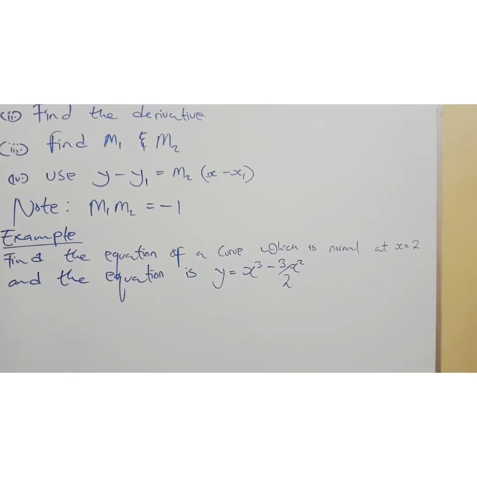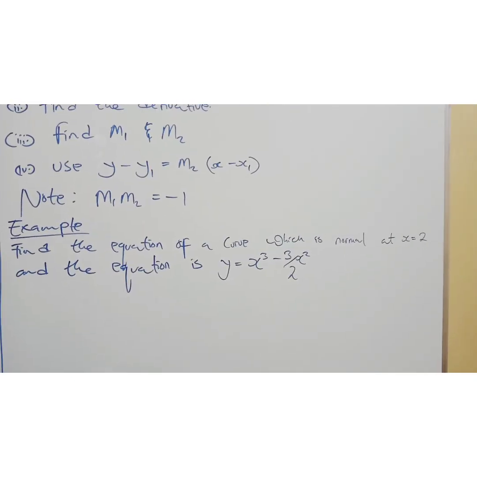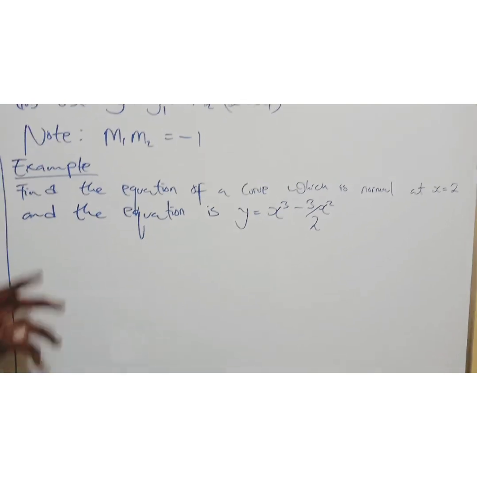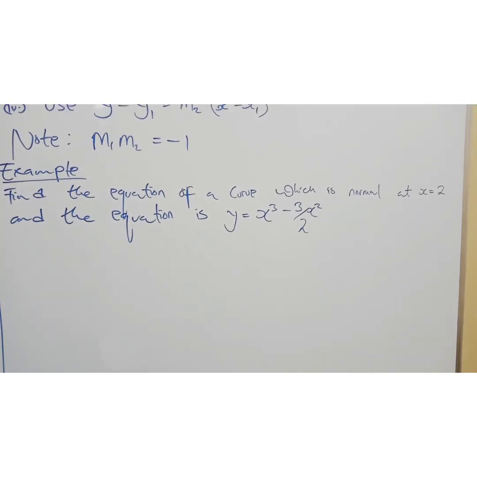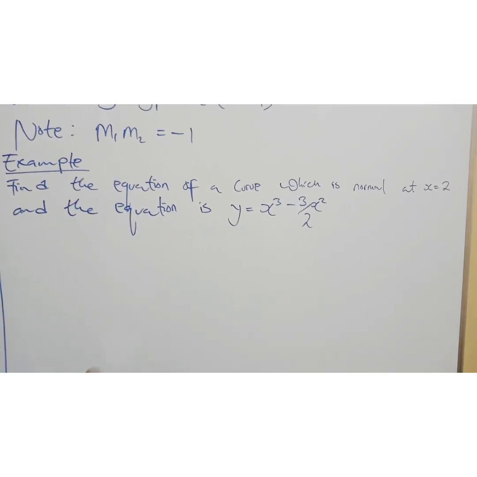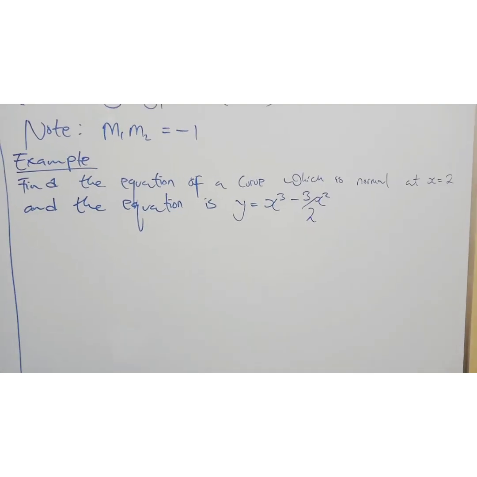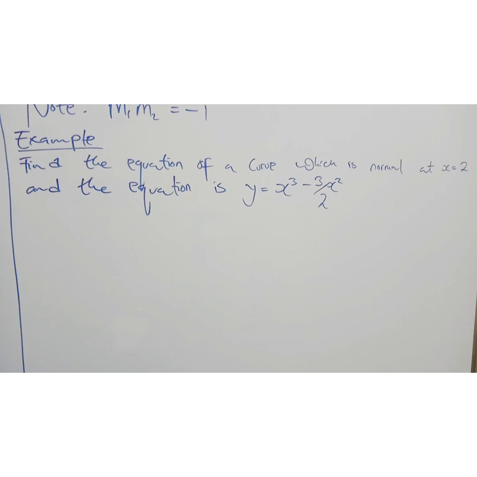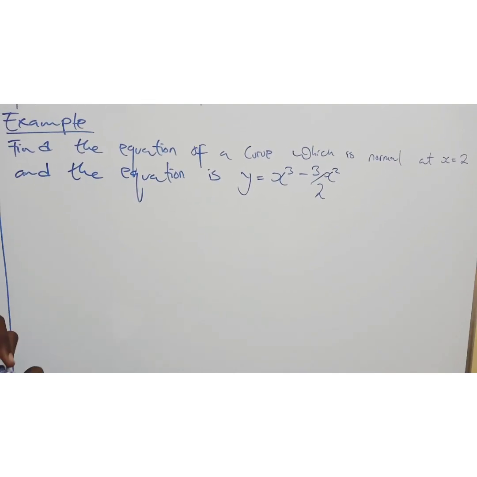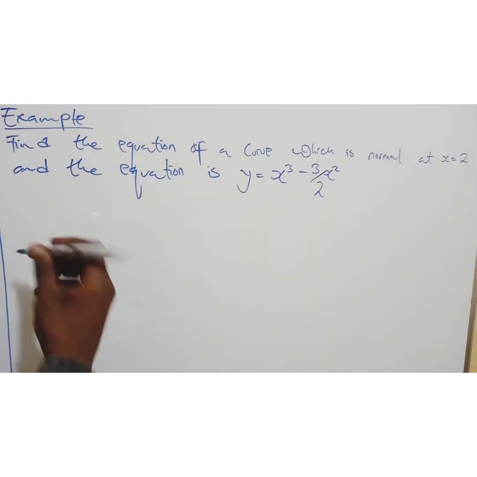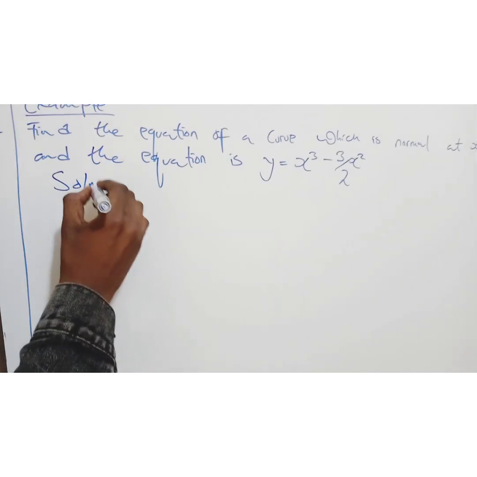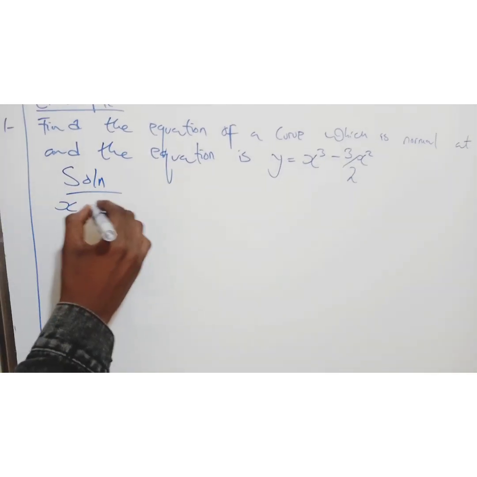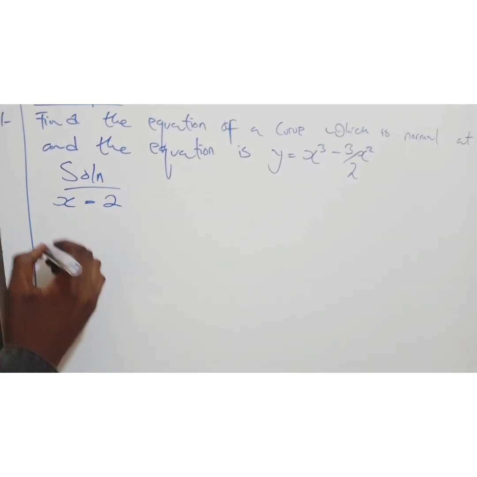So we only have one example. This is an exam question. So here we go. Find the equation of the normal to the curve at x is equals to 2, and the equation is y is equals to x to the power 3 minus 3 over 2 x squared. So check this. We have not been given y here. They're saying x is equals to 2. So what you do is this.